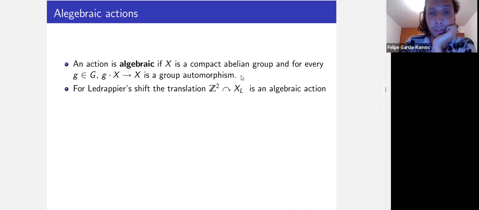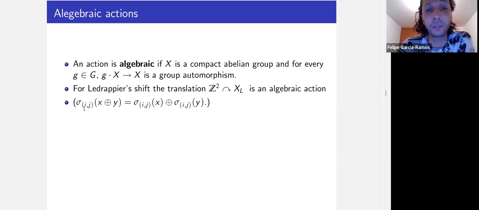Okay, so this requires a proof, and the proof is simple. All you have to do is check that if you add 2 elements and you shift them by this vector, it is the same as if you shift one element and you shift the other element and then you add them. This is also simple algebra to check.